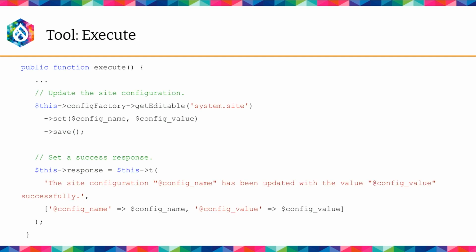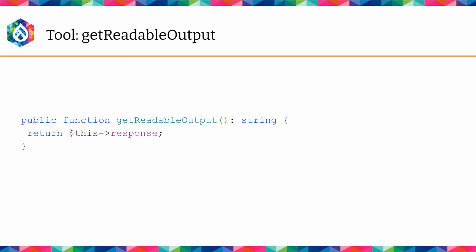And after that, always in our execute function, we can update the configuration. Then we can send the response back with the success message, in this case, to the get readable output. That's a simple function to return the string. So this is a simple tool that now can be used by agents, and then by the assistant, and through the chatbot the user can edit the configuration.